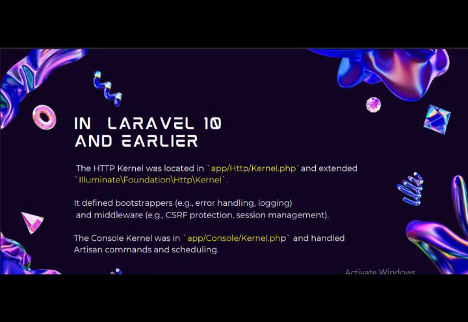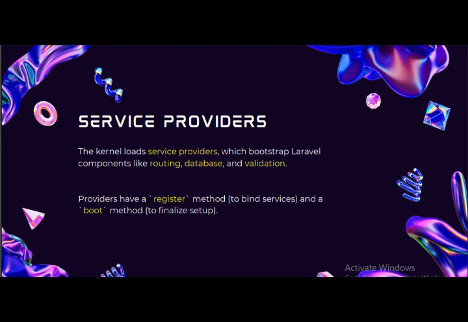In Laravel 10 and earlier, the HTTP kernel was located in app/Http/Kernel.php and extended Illuminate\Foundation. It defined bootstrappers, e.g. error handling and logging, and middleware, e.g. CSRF protection and session management. The console kernel was in app/Console/Kernel.php and handled Artisan commands and scheduling. Service providers. The kernel loads service providers, which bootstrap Laravel components like routing, database, and validation. Providers have a register method to bind services and a boot method to finalize setup.